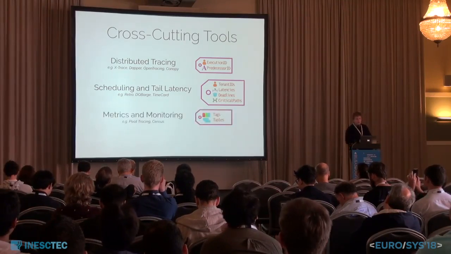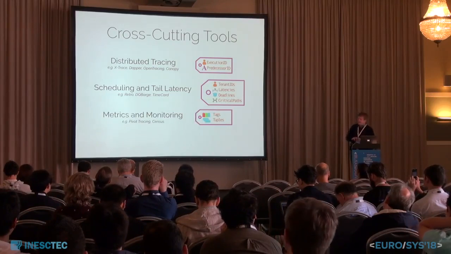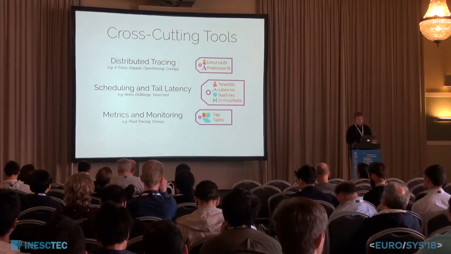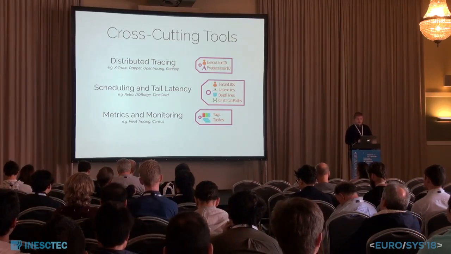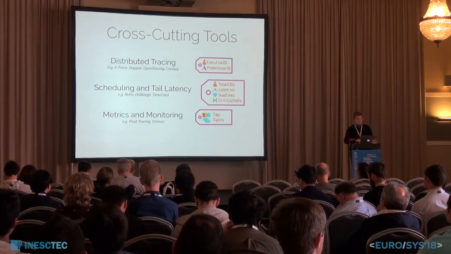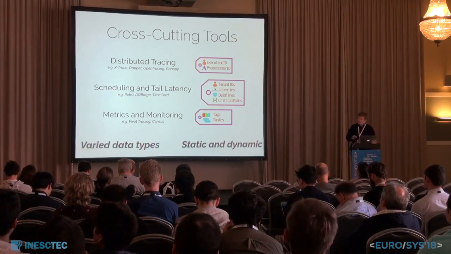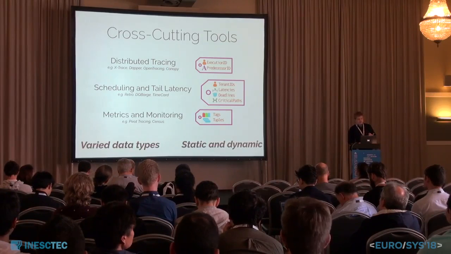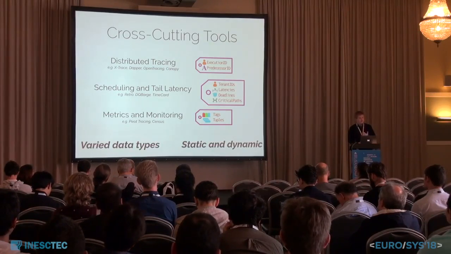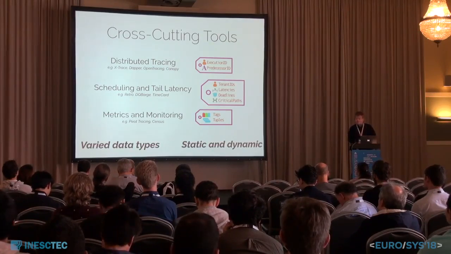Other tools for metrics and monitoring will dynamically propagate tags, identifiers, and tuples that they use for grouping and filtering metrics across components. There are many other use cases besides these, and in general, different tools will propagate different things, ranging from simple static IDs to more elaborate dynamic data types that get updated during the execution.